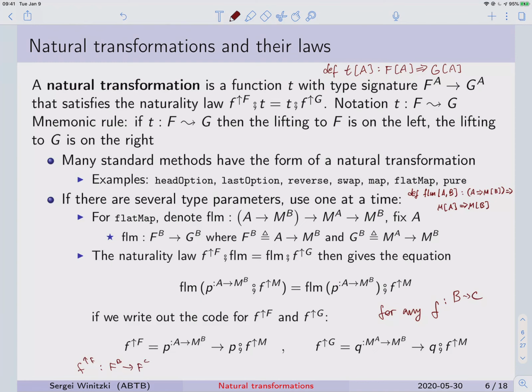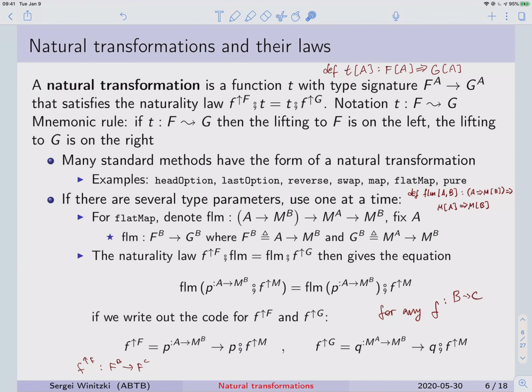And indeed it has this type. And similarly here, for this other type constructor that I defined. So the result is that if you substitute into this law the code for the lifting of F, then you see FLM is applied to the first argument, but the first argument must be substituted with this. So then you have this formula here, you have to put it here.